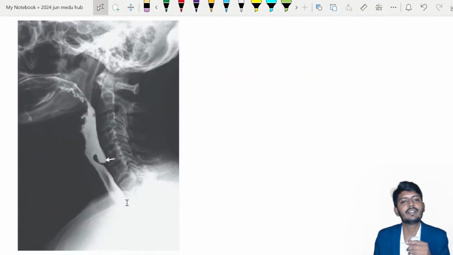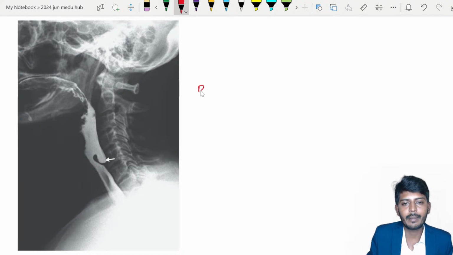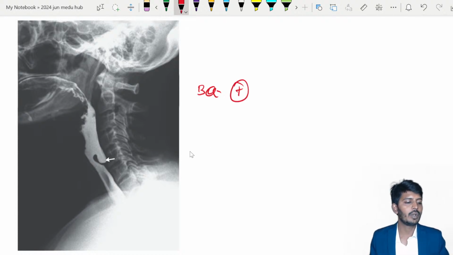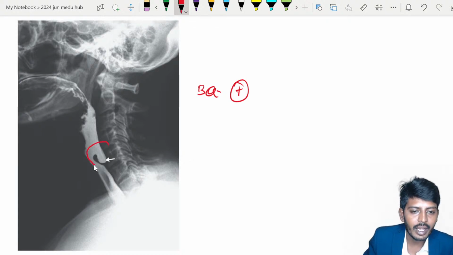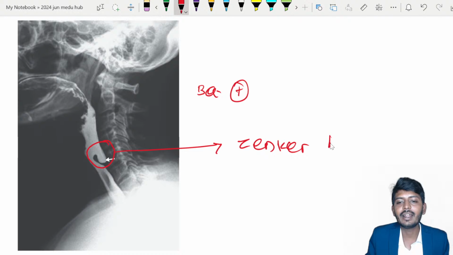Let's look here. So this is also again an X-ray with, of course, barium contrast. Barium is used. Now in the barium, if you notice here, there is one outpouching. There is one small pouch which has formed here. So this pouch here, we call it, my dear students, Zenker's diverticula. We will call it Zenker's diverticulum.